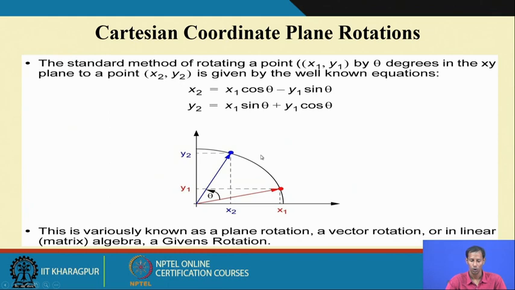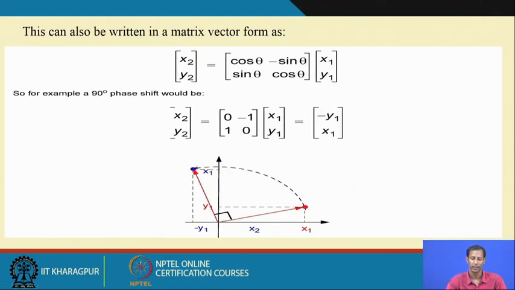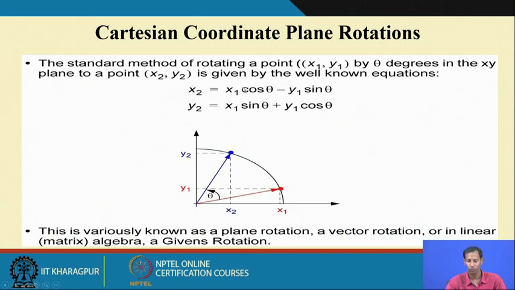Based on this fact, how can I write x2, y2 in matrix form? That can be written with the matrix cos theta, minus sin theta, sin theta, cos theta. Why? Because x2 will be x1 cos theta minus y1 sin theta.